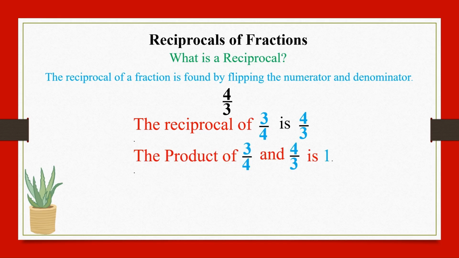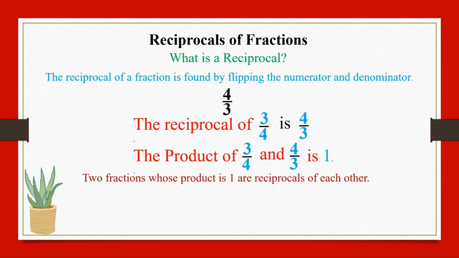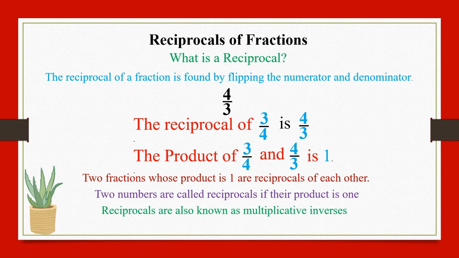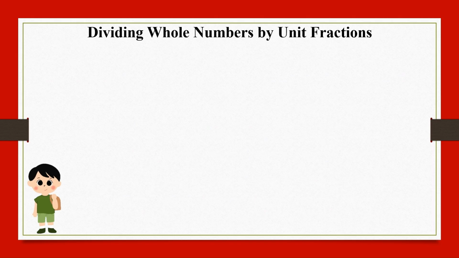And the product of 3 by 4 and 4 by 3 is 1. So we can conclude two fractions whose product is 1 are reciprocals of each other. Two numbers are called reciprocals if their product is 1. Reciprocals are also known as multiplicative inverses. That is, the multiplicative inverse of 2 is 1 by 2 and the multiplicative inverse of 1 by 2 is 2. Dividing whole numbers by unit fractions.